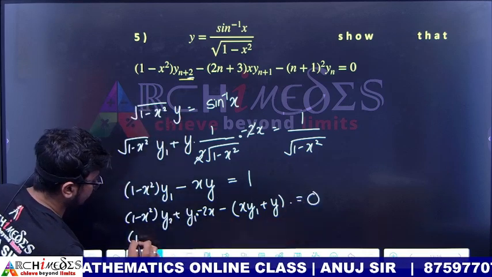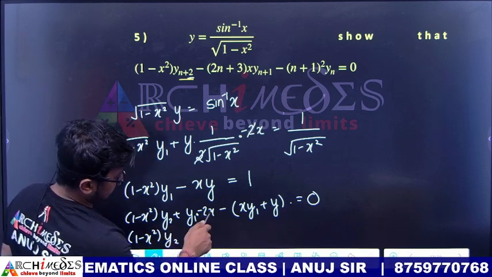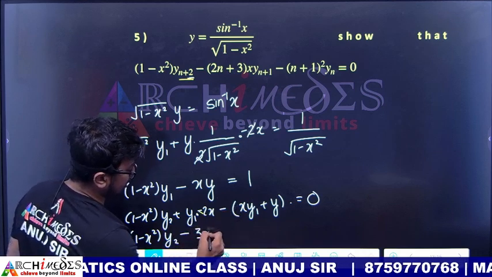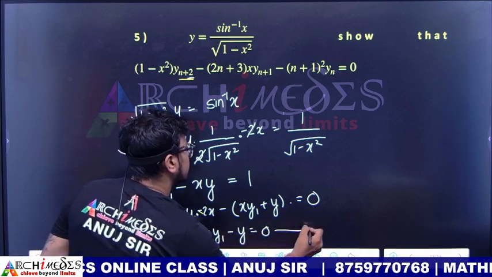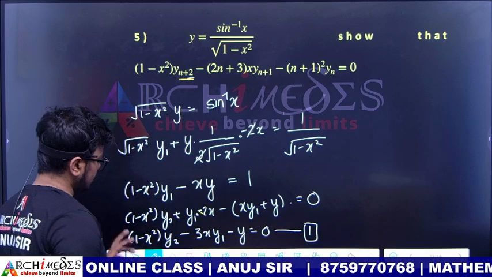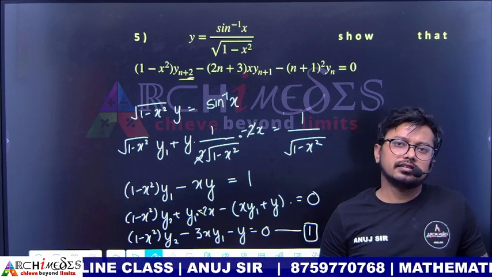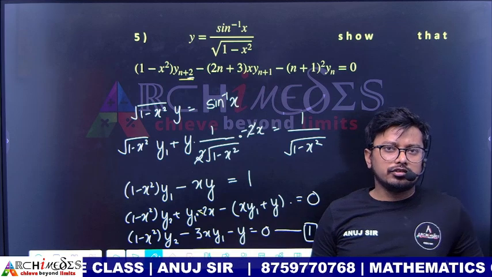So first you have to find the second order derivative equation. So I think minus 2x minus x will become minus 3x y1. Am I clear? And minus y. So this is the second order differential equation. Now you know what to do. Differentiating n times using Leibniz theorem, you'll find the equation. This is how you'll apply it.